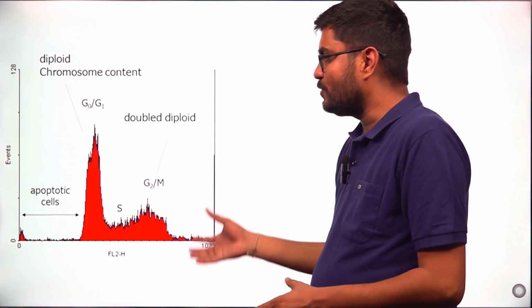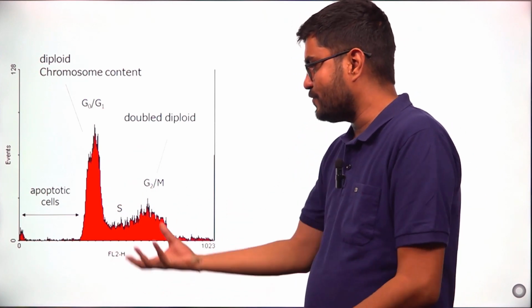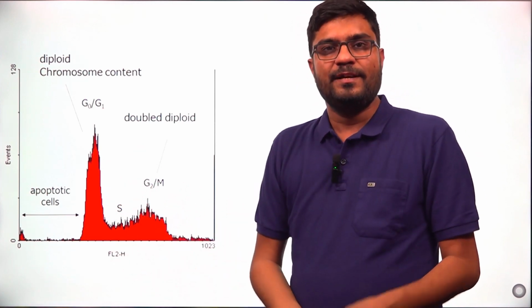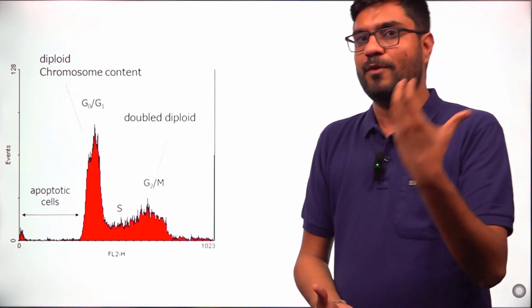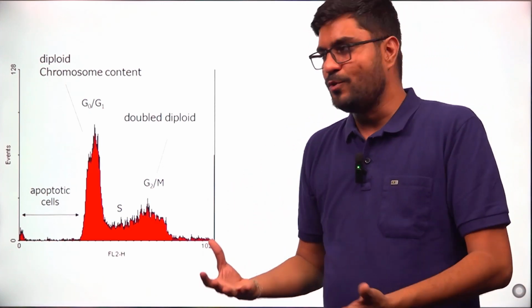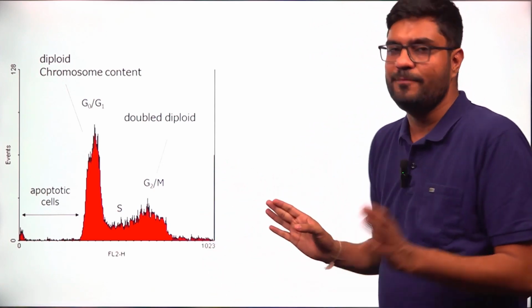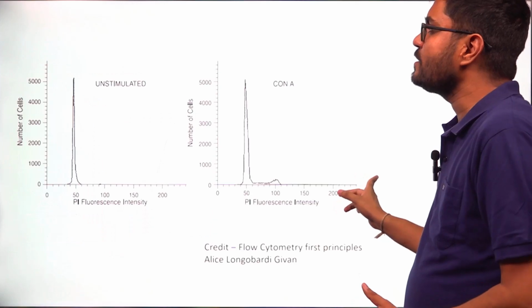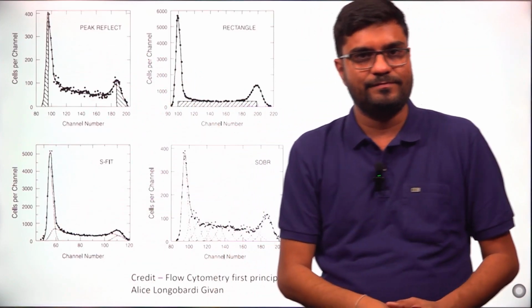So to calculate the percentage of cells in G0/G1 phase, S phase, and G2/M phase, people use different types of mathematical curve fitting or mathematical modeling. We will not go into the details of those mathematical models, but I will be explaining them in brief. The first is the peak reflect method.